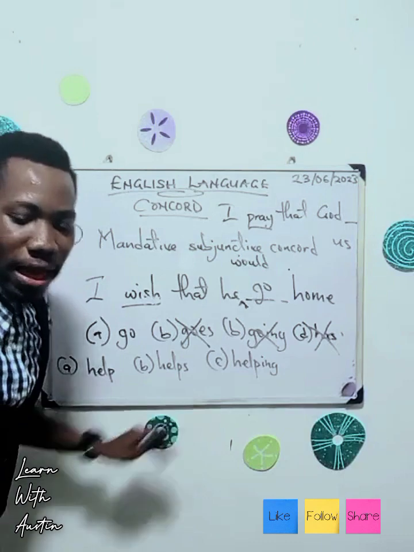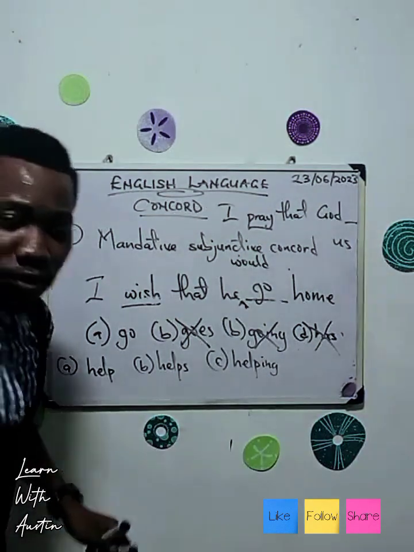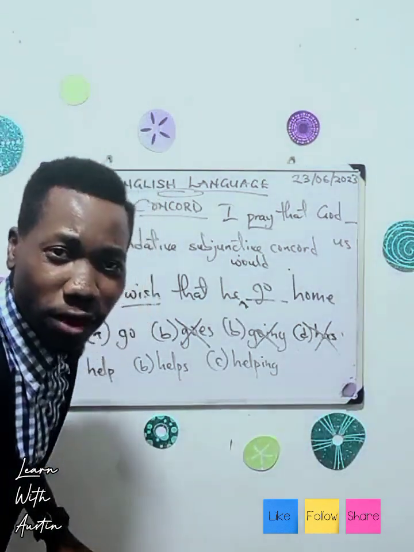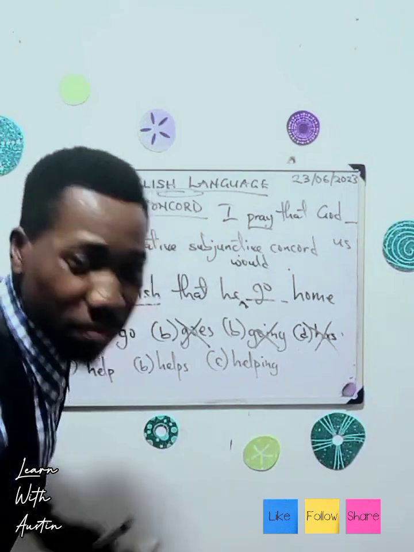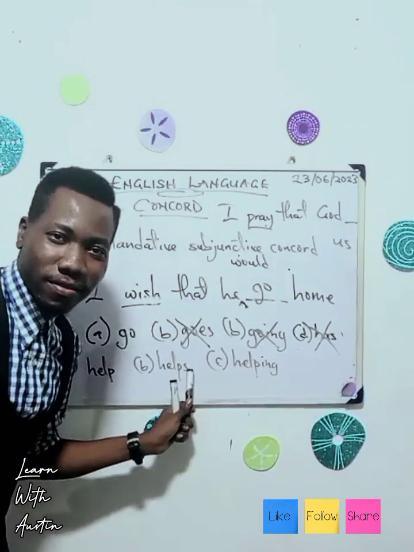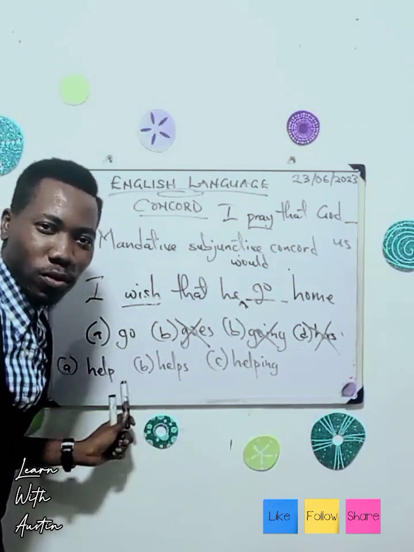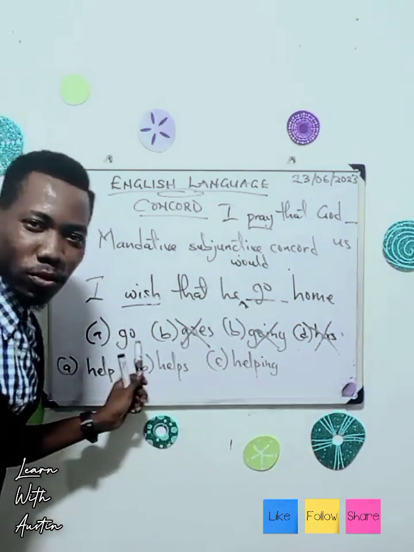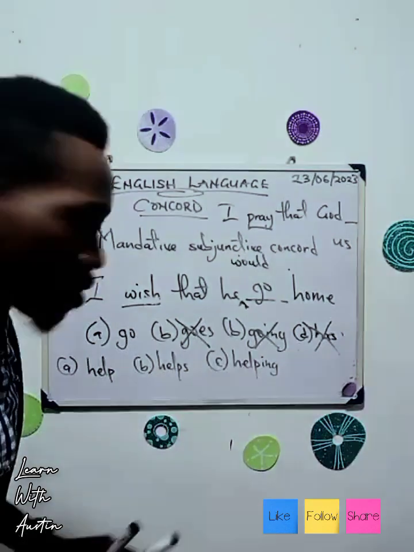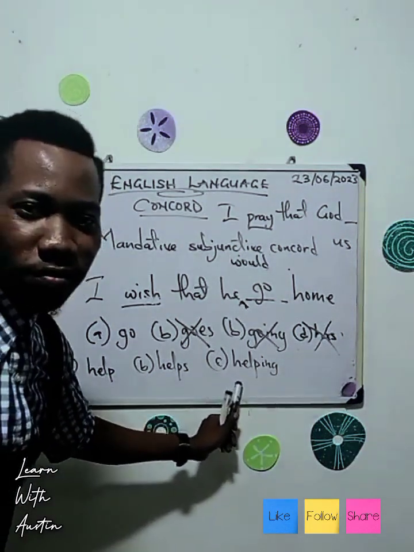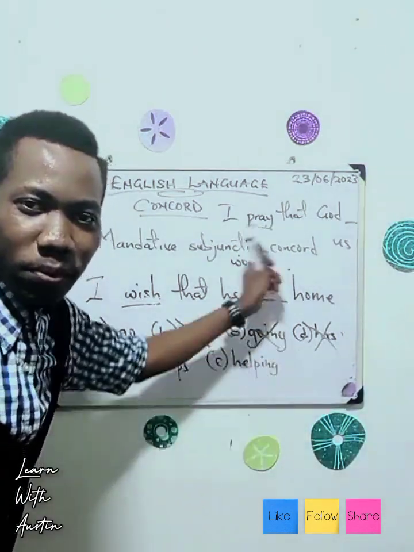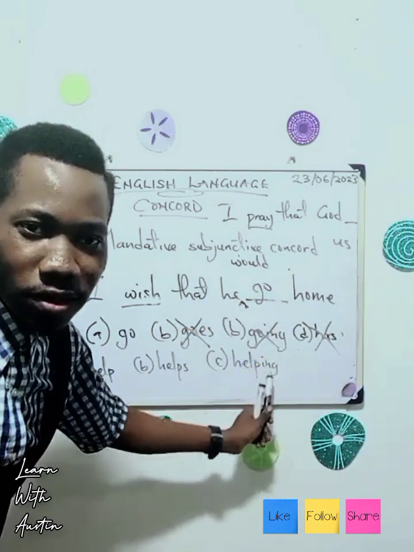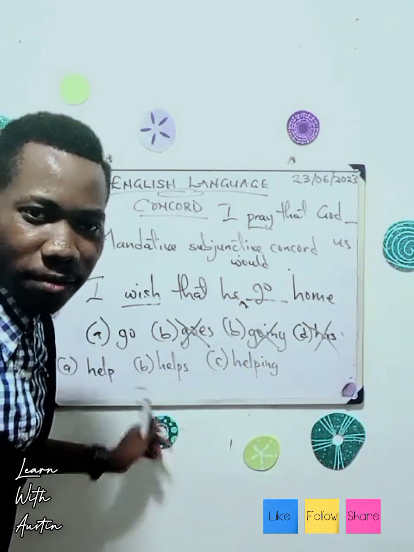Plural. By the way, how do you identify a singular verb and a plural verb? A singular verb is a verb that ends with S, right? This is singular. This is plural. Goes, in this case, is singular, but this is plural. C, helping? No. I pray that God helping us, no. Here we are correct. Yeah, that's the answer, A.